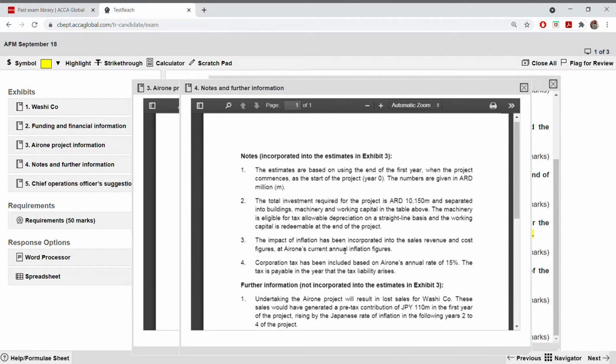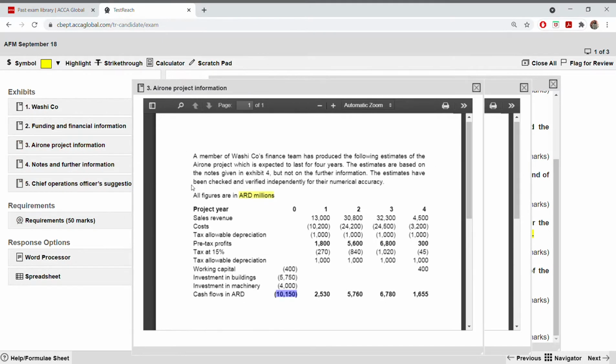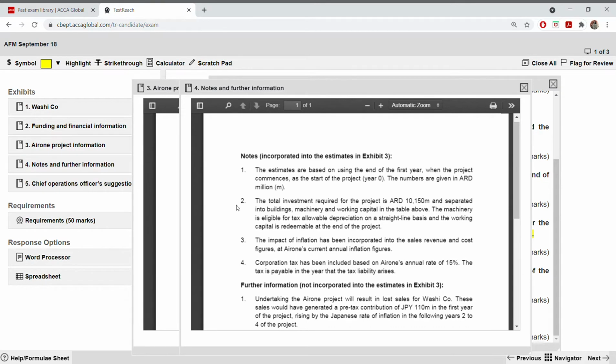Impact of inflation has been incorporated into sales and the cost at the current annual inflation rate. So if you go and check the sales and the cost figure, the sales from 13 to 30.8 have already been increased by the inflation, and even the cost. Okay, so inflation has been taken, you don't have to inflate it again. Corporation tax has been included at the annual rate of 15%. Okay, the tax is payable in the year that the tax liability arises.